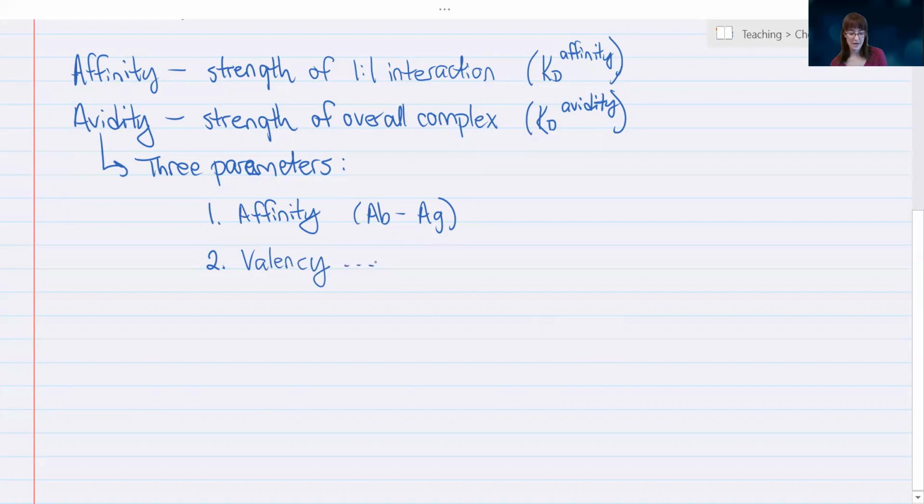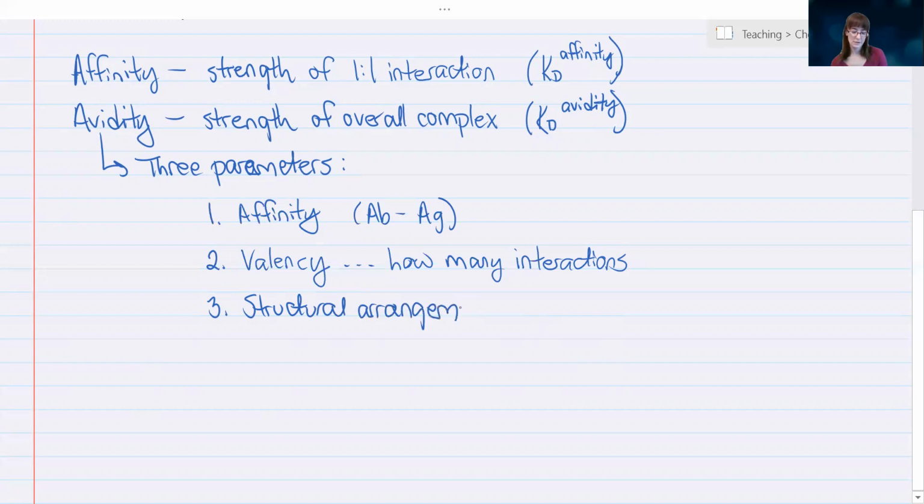That's the first parameter. The next parameter would be how many of those events are occurring, and we call that valency. How many interactions can happen? We might call those bonds, but they're really non-covalent, right? So how many interactions? And there's actually a third one, which is how those interactions are arranged. Sometimes that's referred to as the structural arrangement of the parts of the complex.